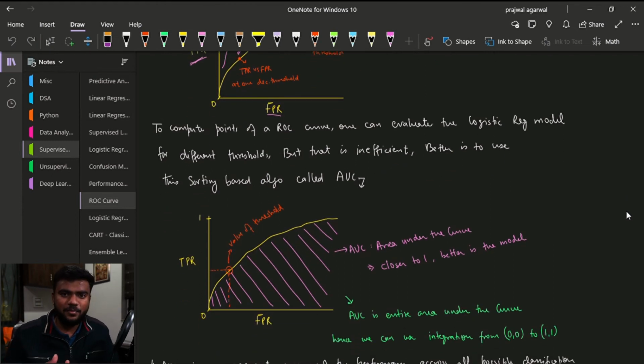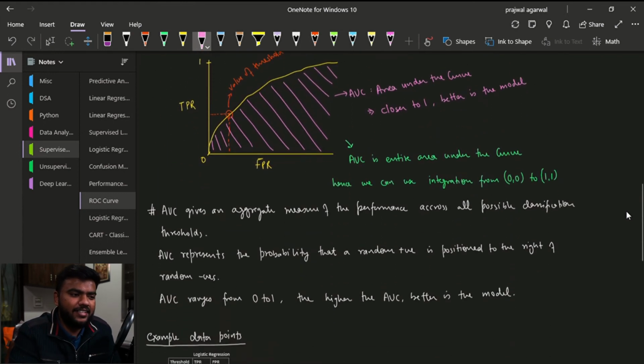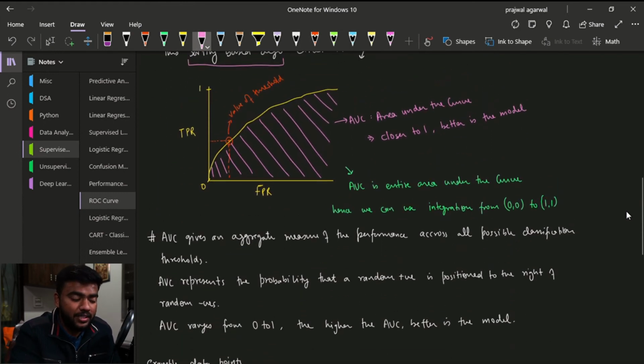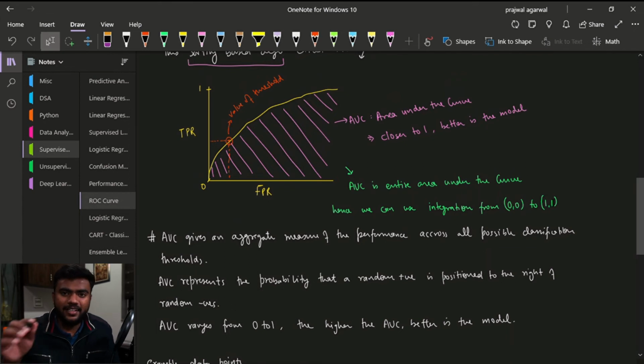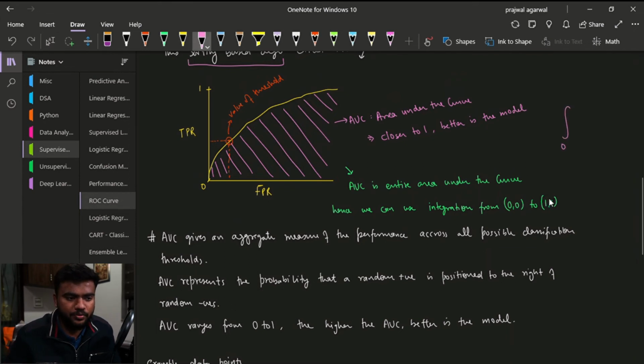But this may look very achievable in theory, but if you start evaluating your model for every single threshold, then it is very inefficient and computationally expensive. The better way to do it is by using a sorting-based algorithm, which we also call AUC. AUC is area under the curve. And what is area under the curve, if you remember from your 11th or 12th class mathematics, is just an integration from 0 to 1. This is what AUC is.